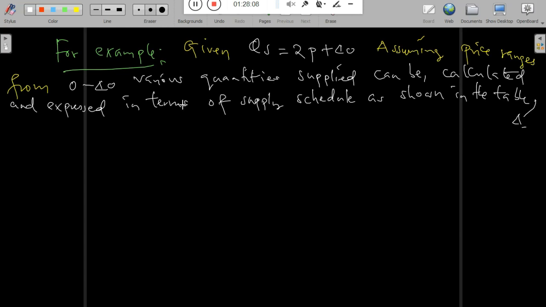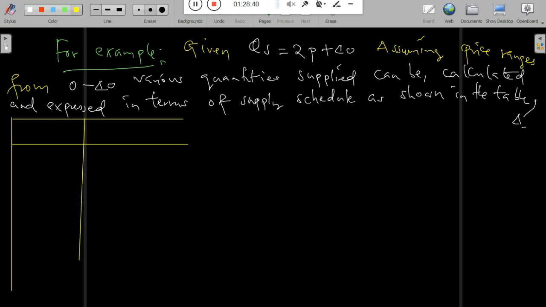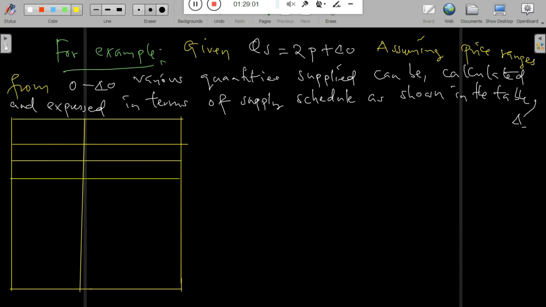Remember, we are provided that the price ranges from 0 to 10. So we have the price starting from 0, 1, 2, 3, 4, 5, 6, 7 up to 10. We are given the quantity supply function and we need to show it in a supply schedule in a table. Now we need to calculate the quantity supplied. So let's sketch out the supply schedule.